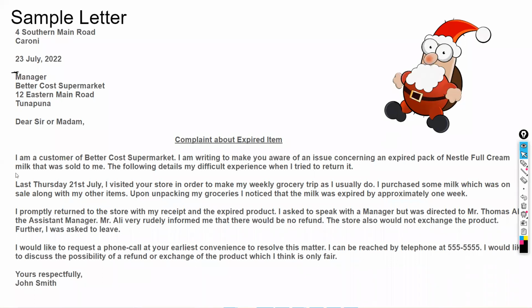Okay, the second paragraph was where we give details of the incident. Thursday, you went to the store. When you got home, you noticed the milk had expired, right? The next paragraph is more about the incident. You went back to the store and you spoke to somebody, but no refund. And then the last paragraph is what you want them to do, right? And then you're closing yours respectfully and your name, right? All right, so nothing here is too strange or unfamiliar. This is just to give us a chance to have it back in our minds what we do.